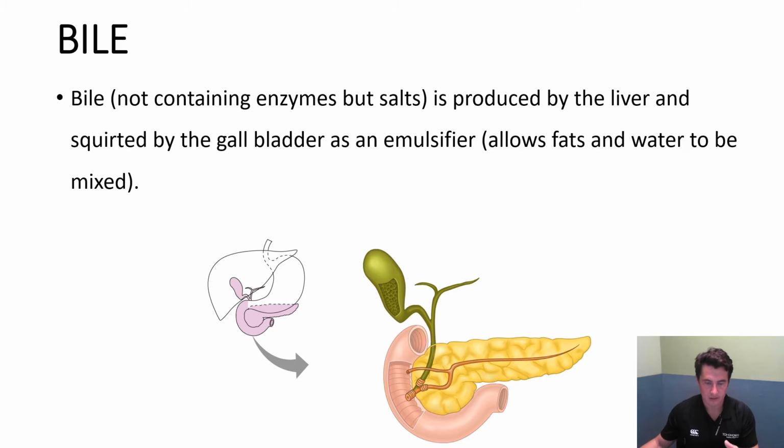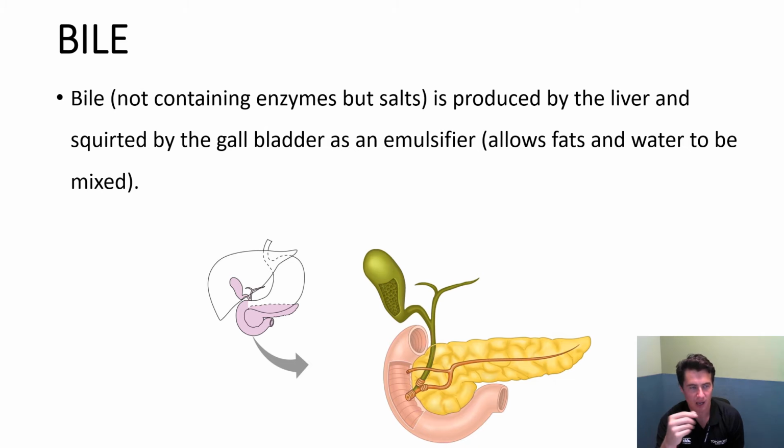Bile is that yellowy kind of substance that doesn't contain enzymes, but it contains salts. It is produced by the liver, but it's squirted into the digestive system by the gallbladder. So bladder is a term for something that holds liquid. Your urinary system has a bladder also. It doesn't make the urine in your urinary system, but it holds it, just like your gallbladder doesn't make bile. Your liver does, but the gallbladder holds onto your bile and administers that into the small intestines.